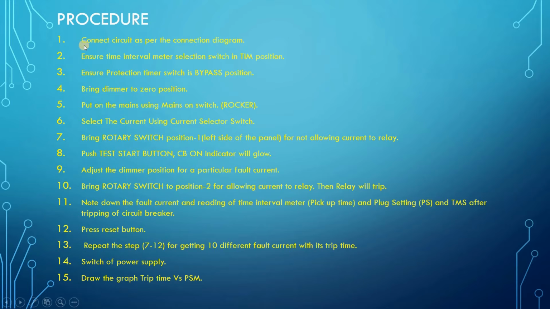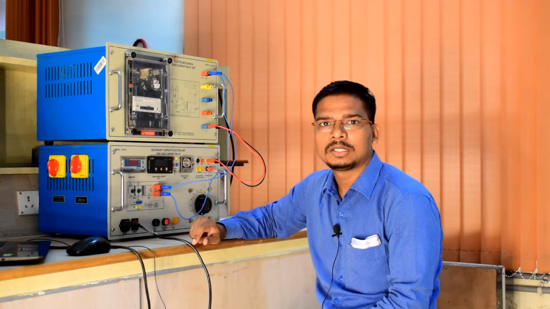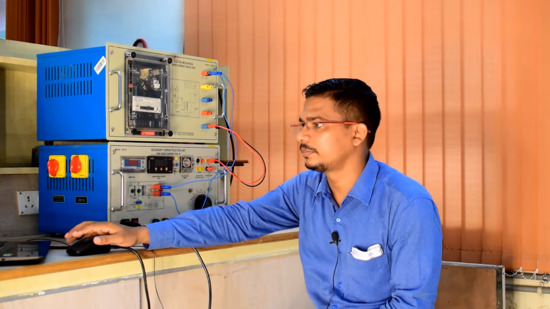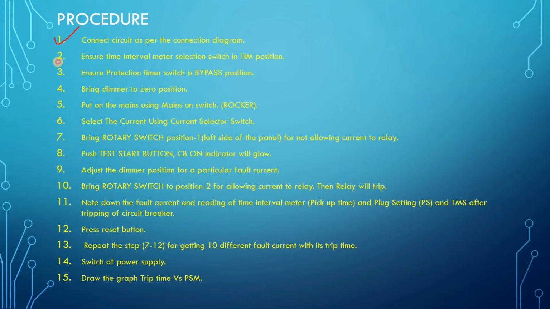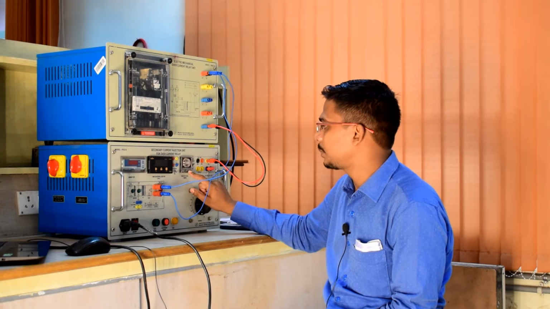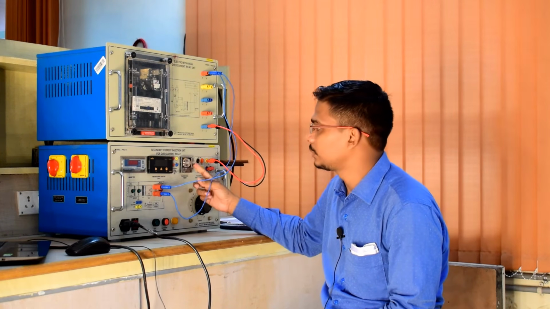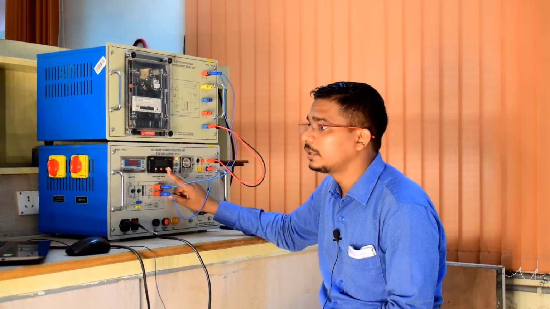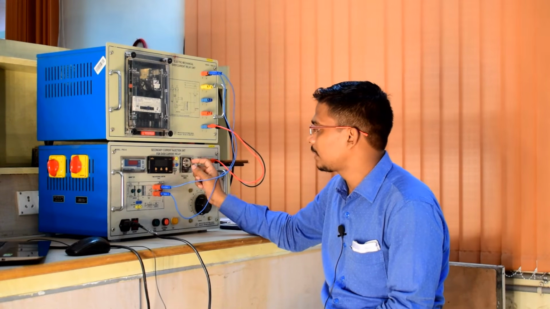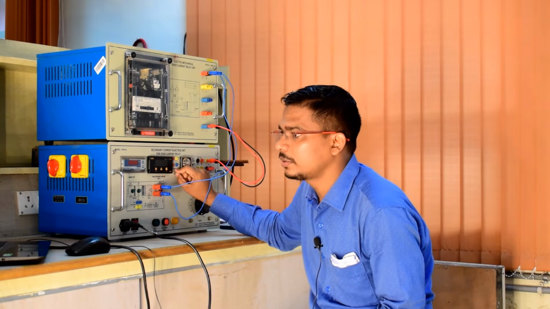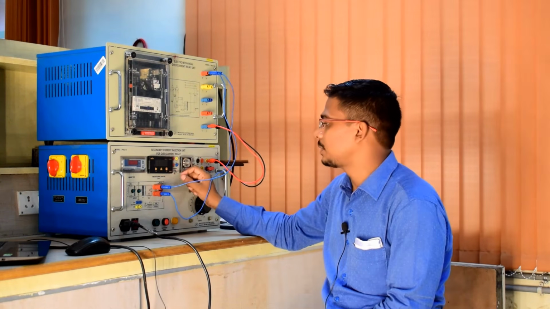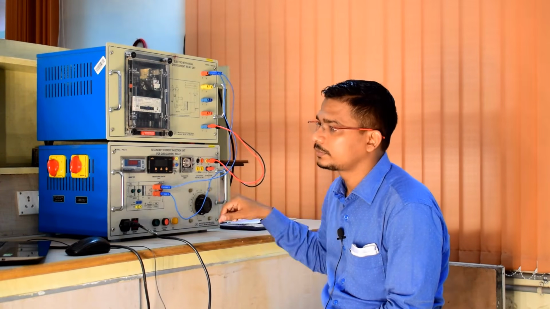Your first step is to connect the circuit as per the circuit diagram. Already we have connected the circuit as per the circuit diagram. Then ensure the time interval meter switch is in T position. As you can see here, this is the protection timer and this is the timer switch. This is the external time interval team position. This should be in external or team, that depends on the process. The process should be in team position. So this is in team position.